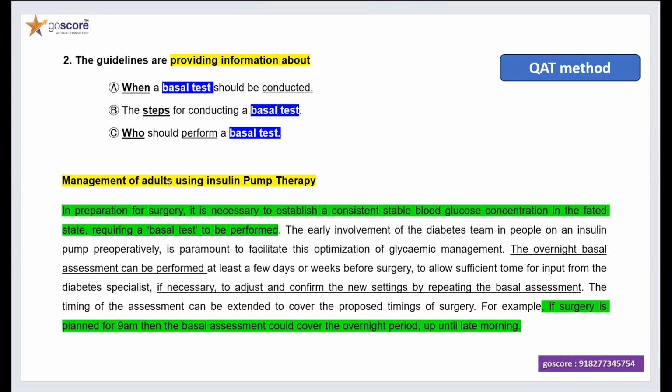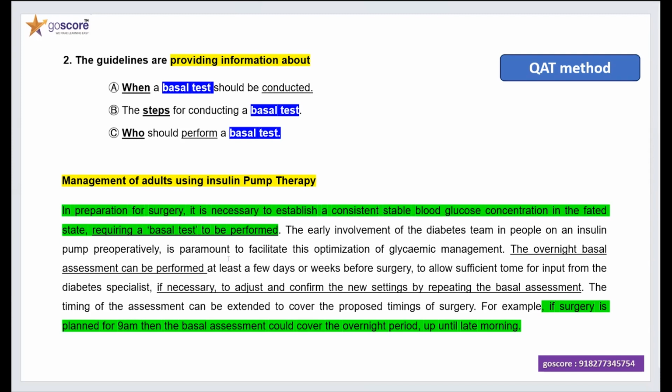Okay, management of adults using insulin pump therapy. So they are going to discuss about what? Management of adults using insulin pump therapy. In preparation for surgery, it is necessary to establish a consistent, stable blood glucose concentration in the fasted state, requiring a basal test to be performed. Okay, so requiring basal test to be performed. The early involvement of the diabetes team in people on an insulin pump preoperatively is paramount to facilitate this optimization of glycemic management.